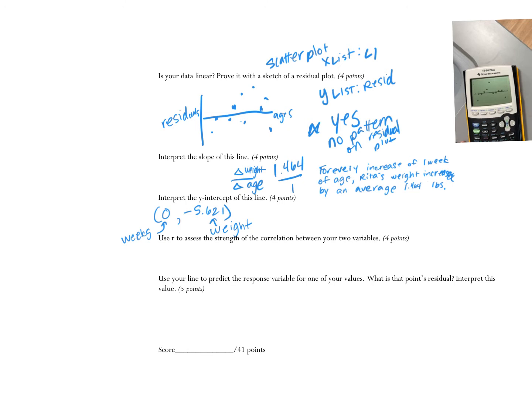So, I'm still going to have you guys do the interpretation of the y-intercept, but it is true that most of the time the y-intercept doesn't have meaning in context, and that's okay. So, when she was born, she would be predicted to weigh negative 5.621 pounds, because that's what 0 weeks would be, right? But I don't really think it's possible to weigh negative pounds.